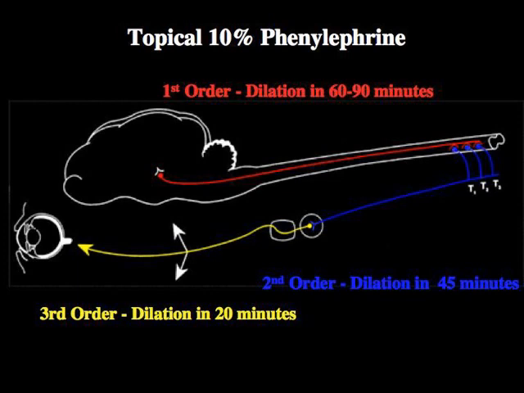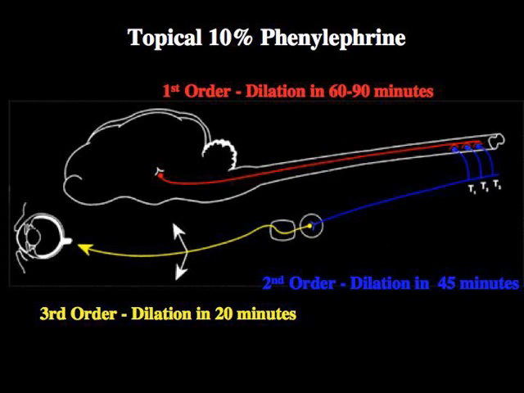We've got 3 neurons in the pathway. An upper motor neuron, in inverted commas, because it's not really an upper motor neuron, it's an upper autonomic neuron. A preganglionic neuron, and a postganglionic neuron. And what we find is that if we've got first order Horner's syndrome, i.e. damage to this first order neuron, the first in the pathway of 3, we get dilation of the pupil in 60 to 90 minutes. Broadly speaking, it's normal. But we know that there's a lesion there because it's Horner's syndrome.